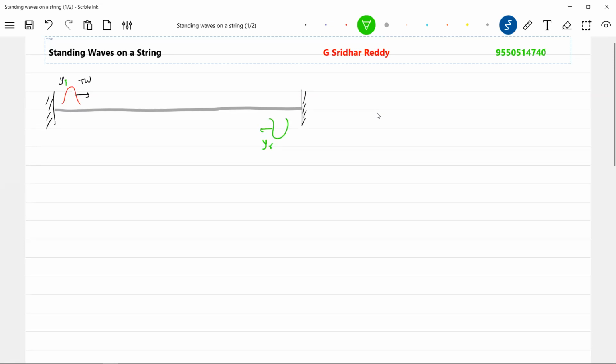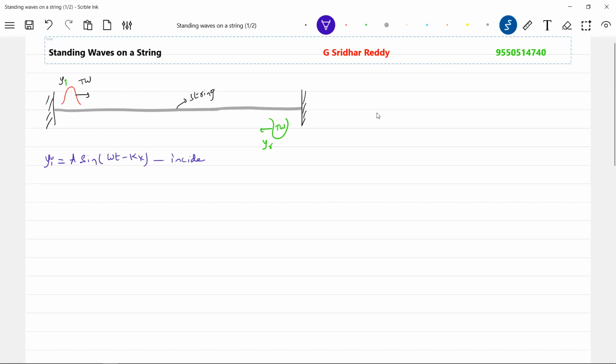So we'll call this yi, and this yr. This is also a traveling wave, no? And there's a string. Let's see what will happen. They'll undergo superposition. So what is the incident wave? The incident wave is this one. yi is equal to a sin(omega t minus kx). I'll take it.